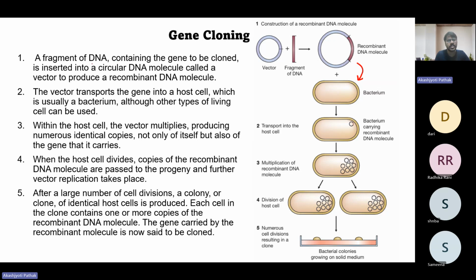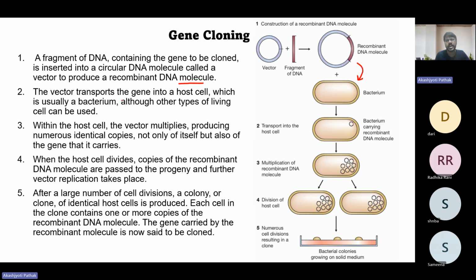So what is gene cloning? Basically, a fragment of DNA containing the gene to be cloned is inserted into a circular DNA molecule called a vector to produce a recombinant DNA molecule. This is your fragment of DNA containing your gene of interest, and this gene of interest has to be cloned into a vector. The vector is again a circular DNA molecule. So what is done?